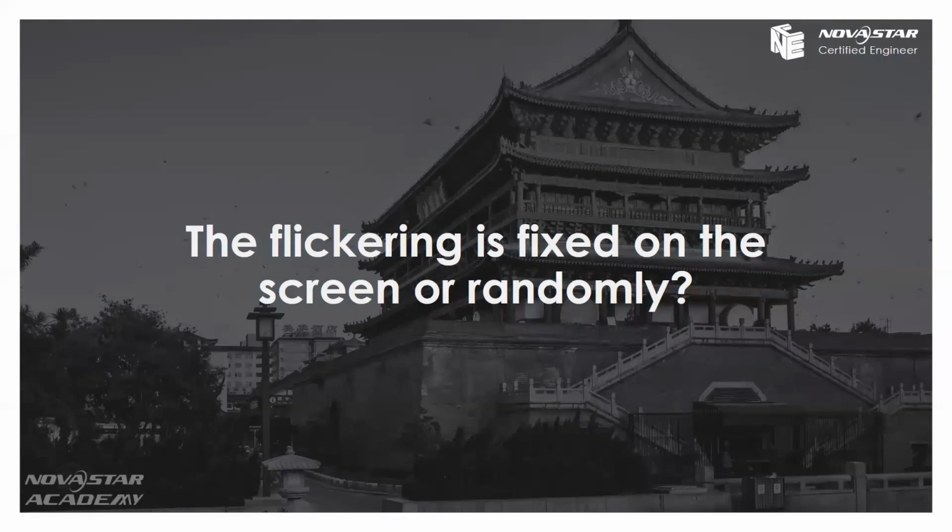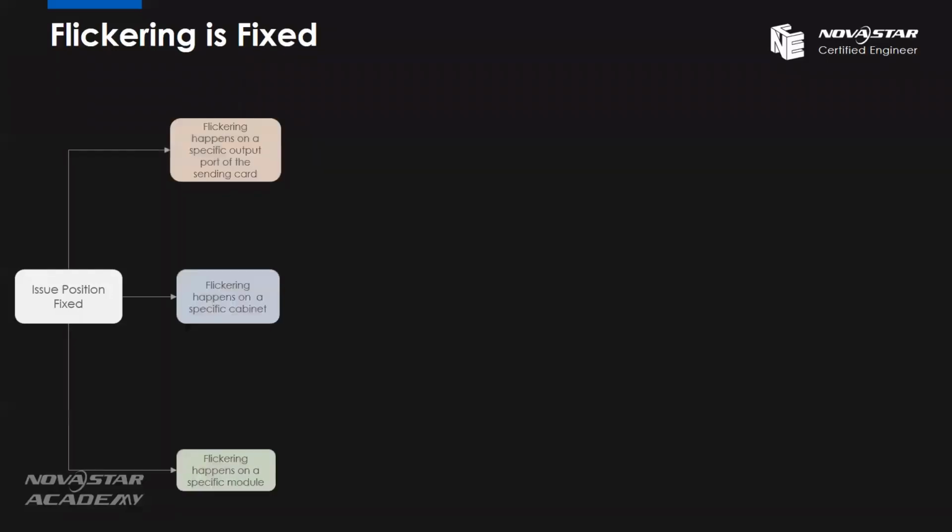Okay, now let's see them one by one. First, if the flickering position is fixed, which means the flickering is not random, it only happens on a specific area of the screen. It could be these 3 situations. The first one, the flickering happens on specific output ports of the sending card. The second one, the flickering happens on a specific cabinet, or you can consider it the receiving card. And the third one, the flickering happens on a specific module. Let's see them one by one.